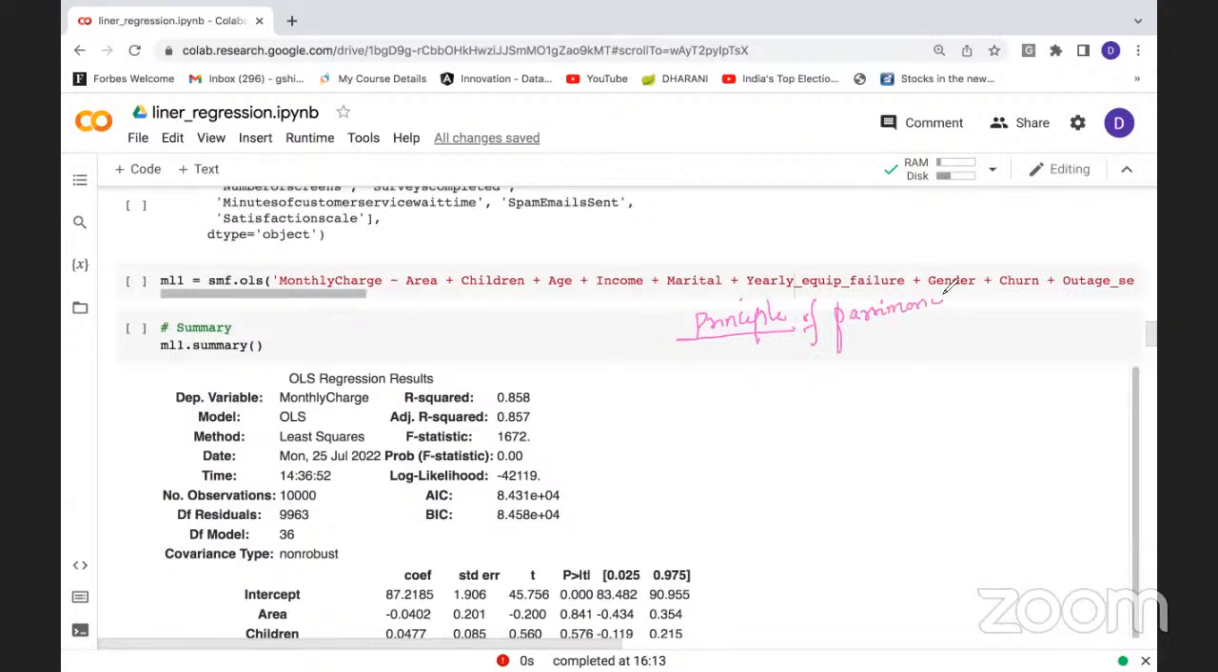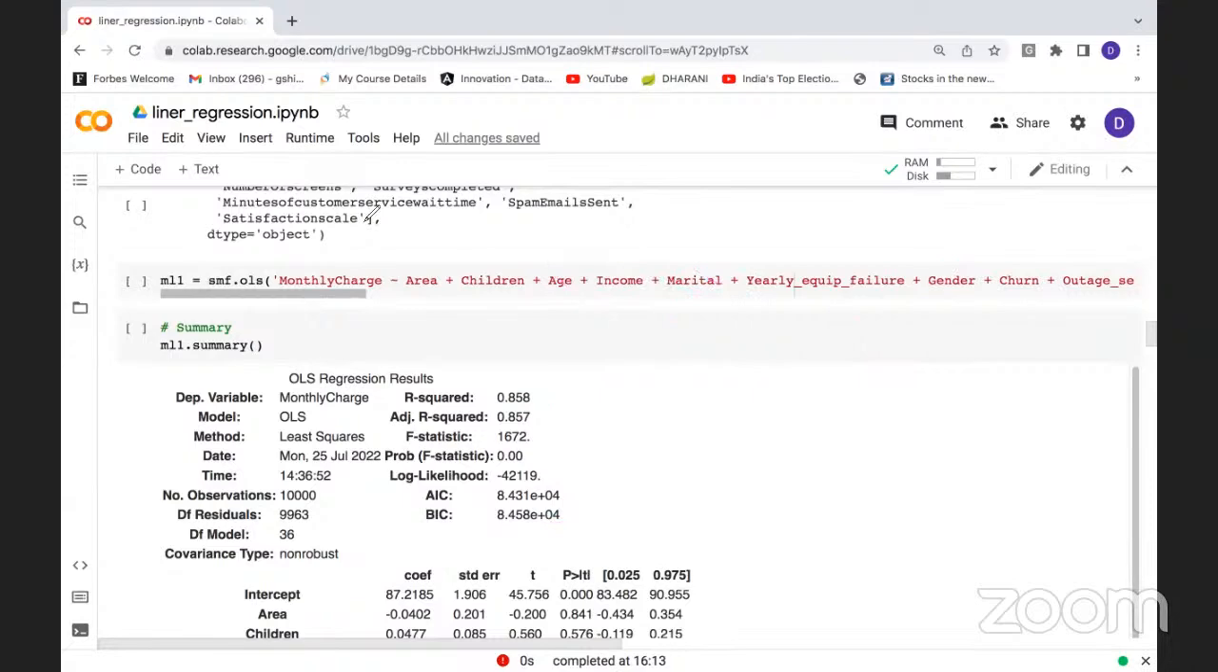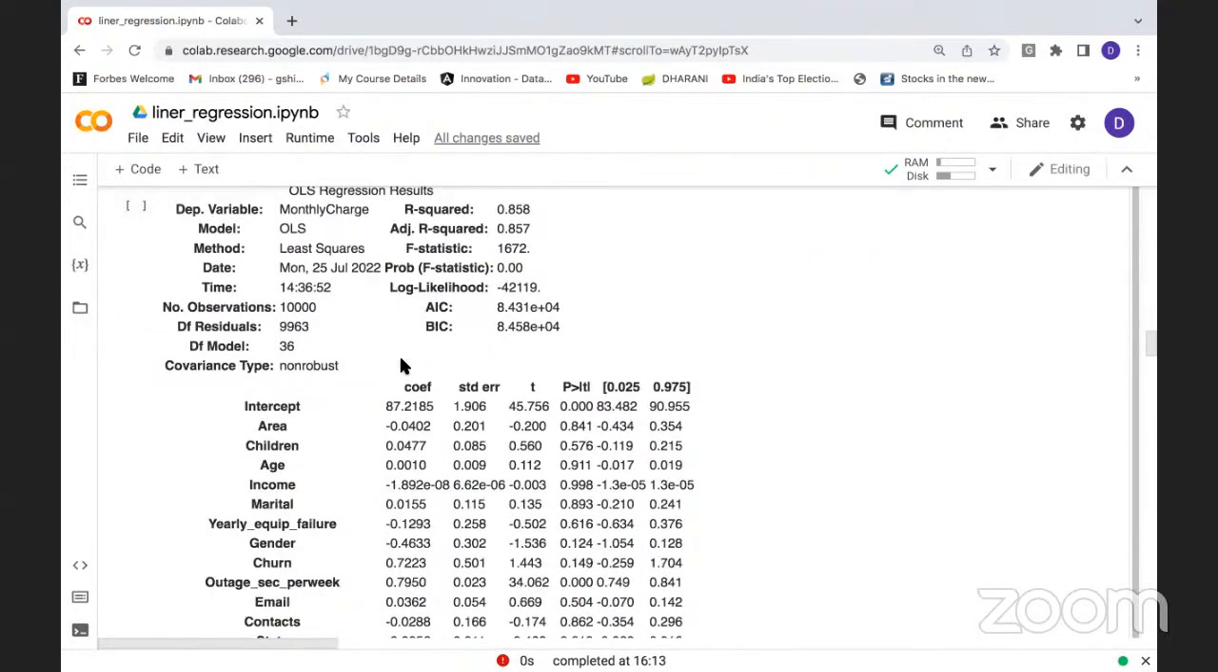There is something called the principle of parsimony, which is definitely going to help you. It comes from Occam's Razor. He said that a model is better only if it is simpler. So the statement was, the simpler the model, the better your model. So you have to do a lot of feature engineering to cut short which are the important features and which are not important. That is your important point to remember here.